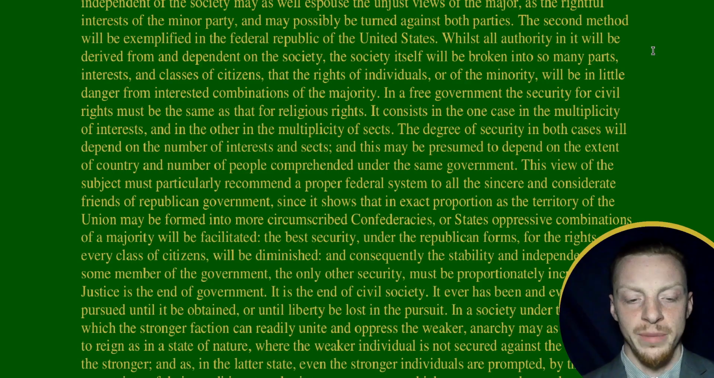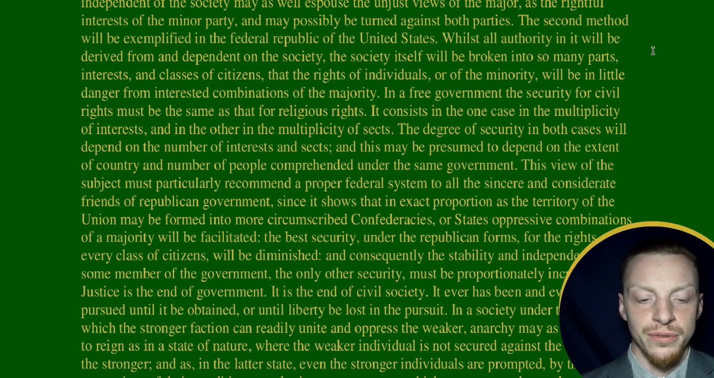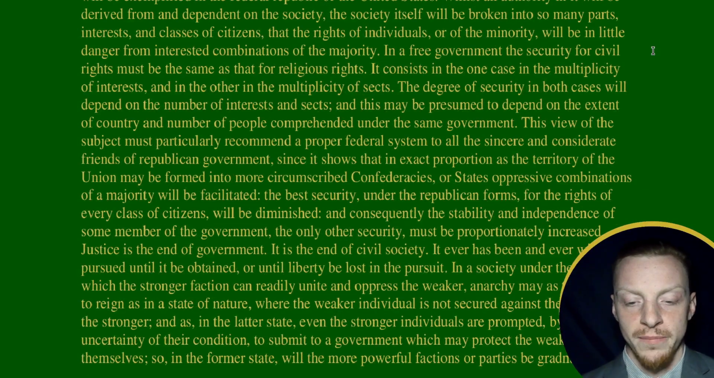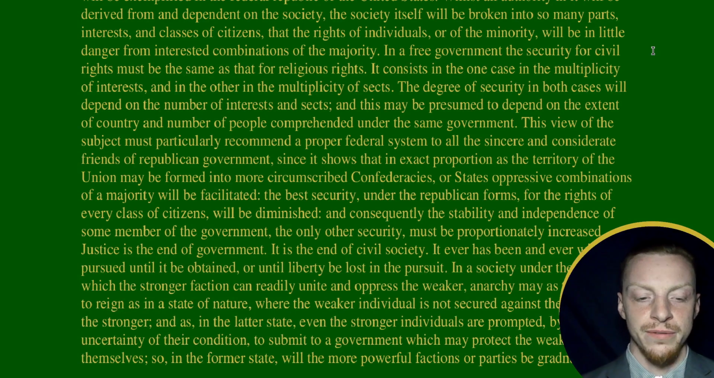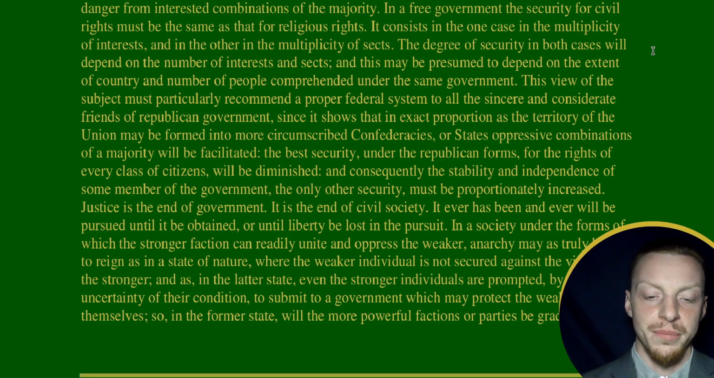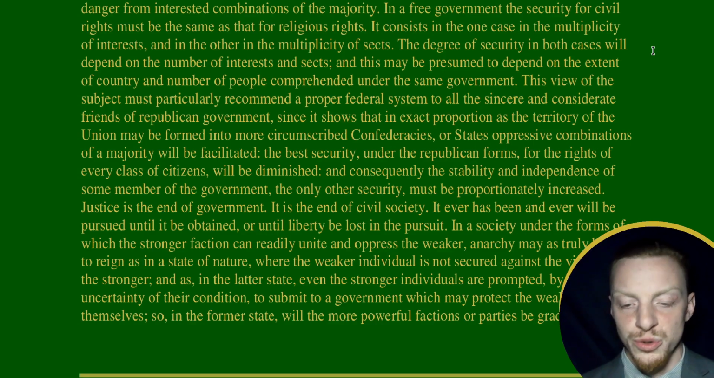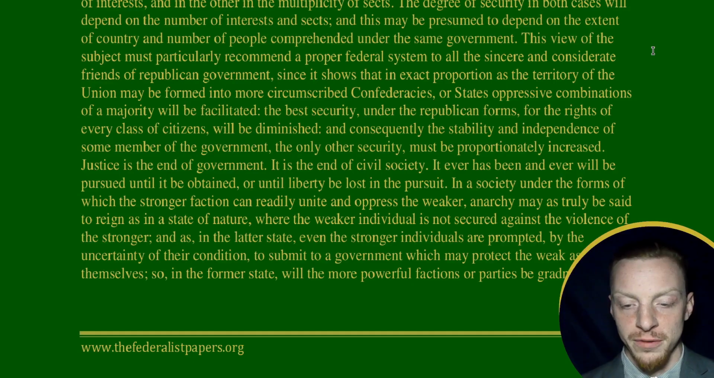Whilst all authority in it will be derived from and dependent on the society, the society itself will be broken into so many parts, interests, and classes of citizens that the rights of individuals, or of the minority, will be in little danger from interested combinations of the majority. In a free government, the security for civil rights must be the same as that for religious rights. It consists in the one case in the multiplicity of interests, and in the other in the multiplicity of sects. The degree of security in both cases will depend on the number of interests and sects, and this may be presumed to depend on the extent of country and number of people comprehended under the same government.